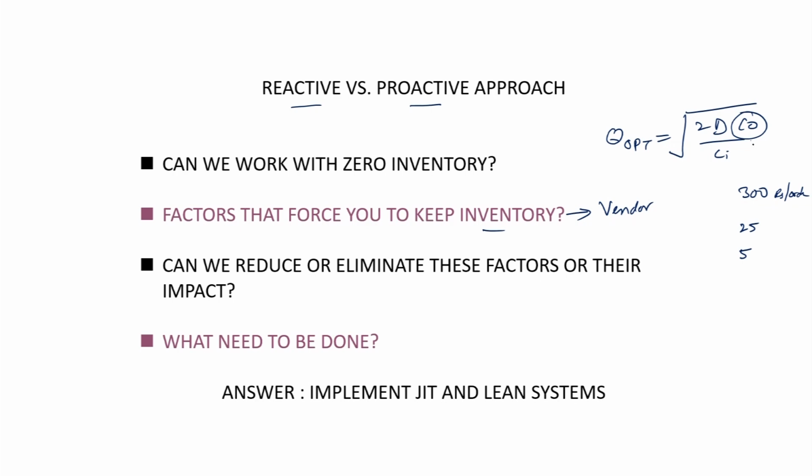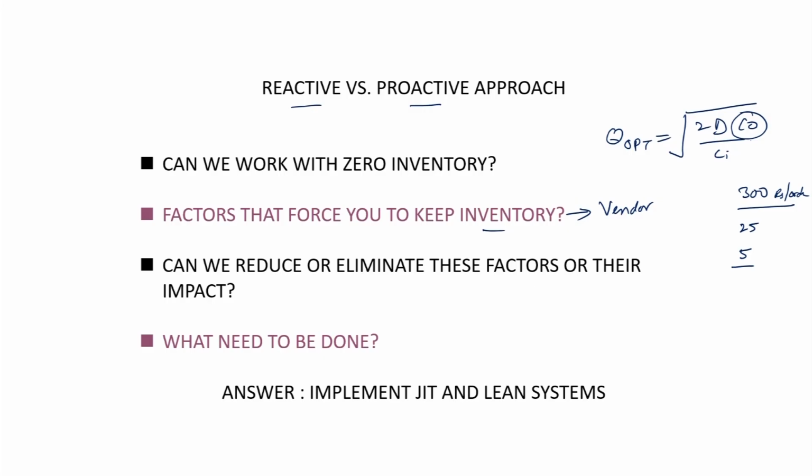So, that way you are finding that you are able to reduce the ordering cost to almost a negligible level, and with this there is no need of keeping the economic order quantity; maybe 1 unit itself. Can we reduce or eliminate these factors or their impact?